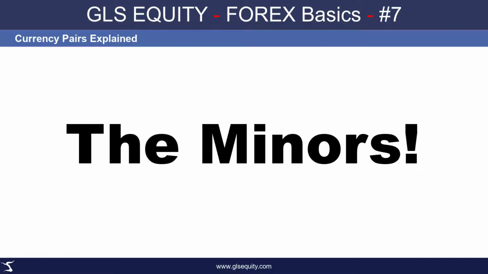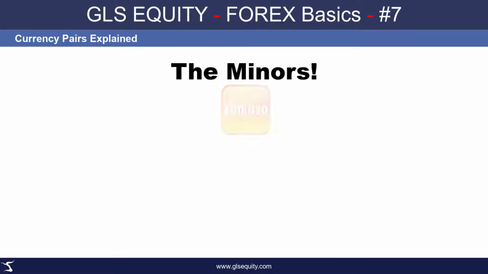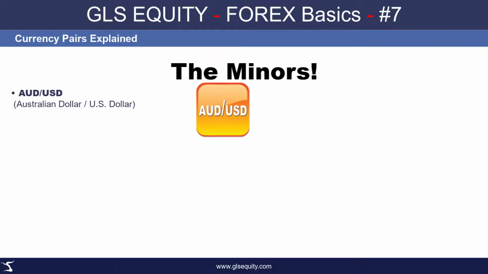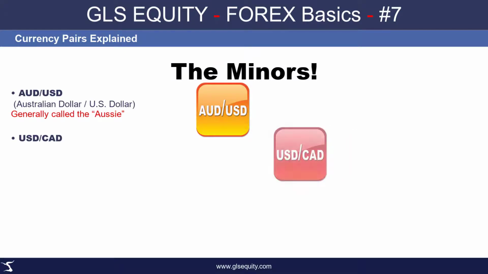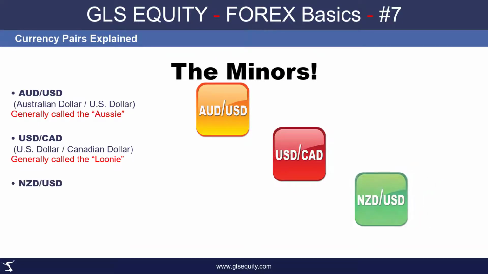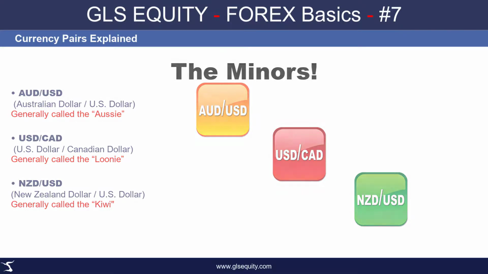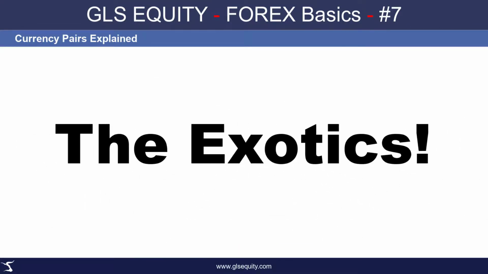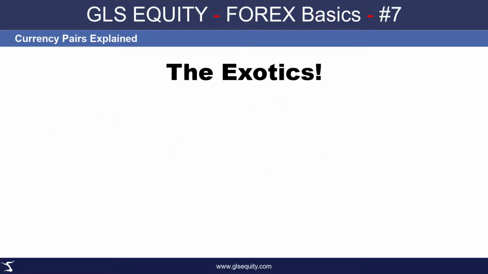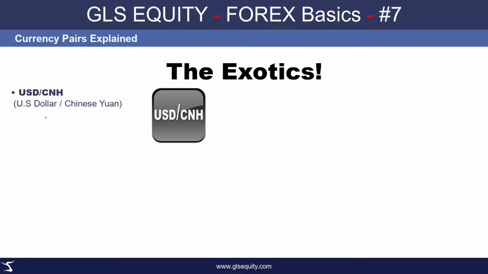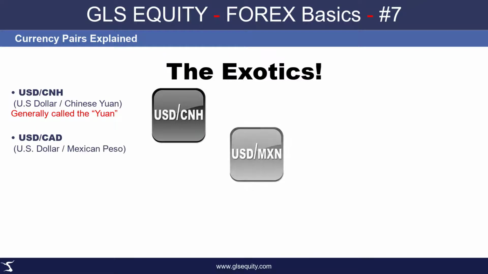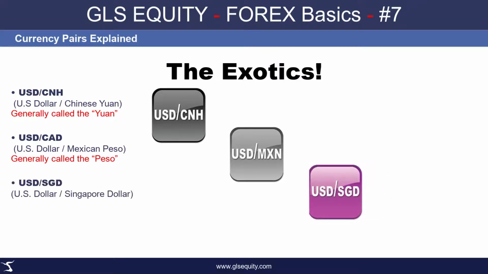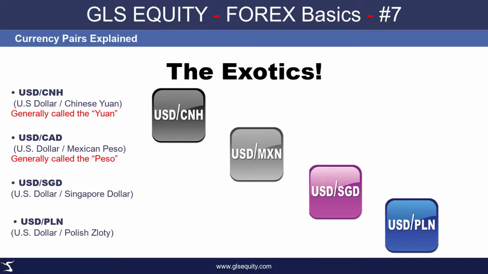Then you have the minors, still all paired with the US dollar. AUD-USD, generally called the Aussie. USD-CAD, generally called the loonie. NZD-USD, generally called the Kiwi. Next we have the exotics, least traded but still crossed with the dollar. USD-CNY, generally called the yuan. USD-MXN, generally called the peso. USD-SGD, USD-PLN, the Polish zloty.